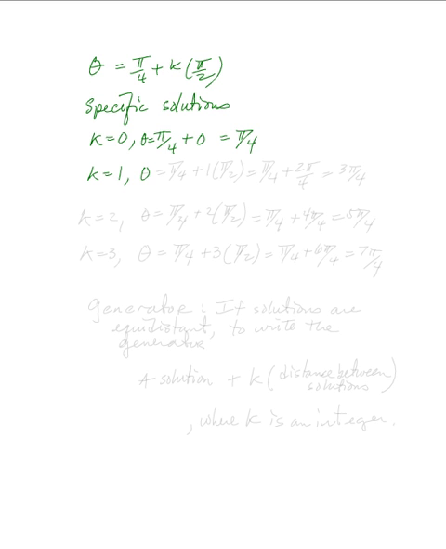When k is 1, theta is pi over 4 plus 1 times pi over 2, which is pi over 4 plus 2 pi over 4. And look, there's my 3 pi over 4. When k is 2, theta is pi over 4 plus 2 times pi over 2, which is pi over 4 plus 4 pi over 4. There's my 5 pi over 4.